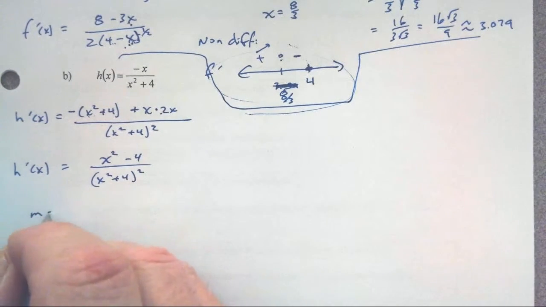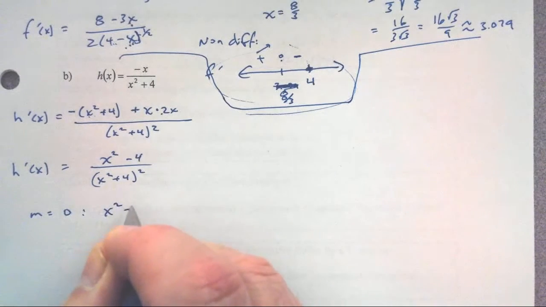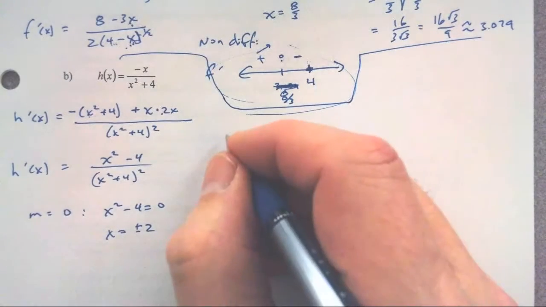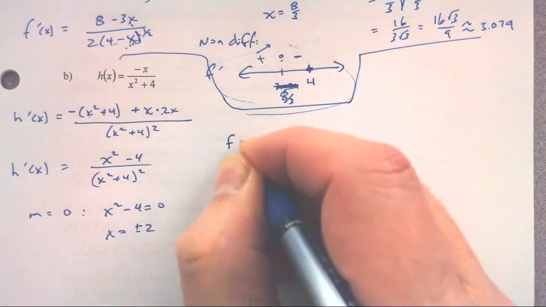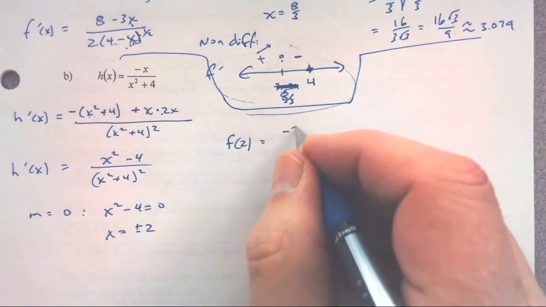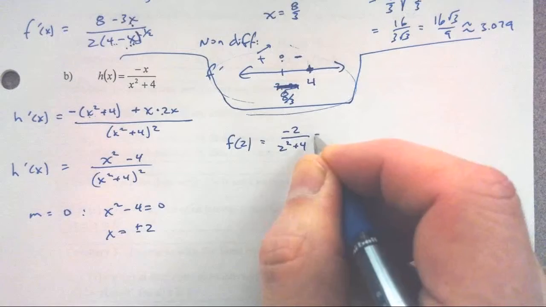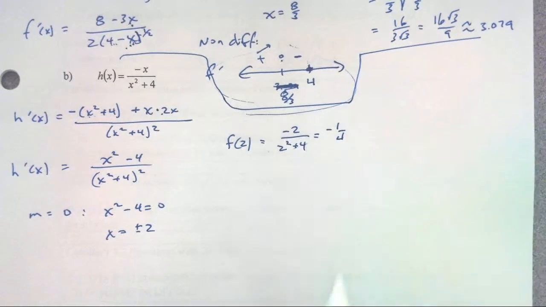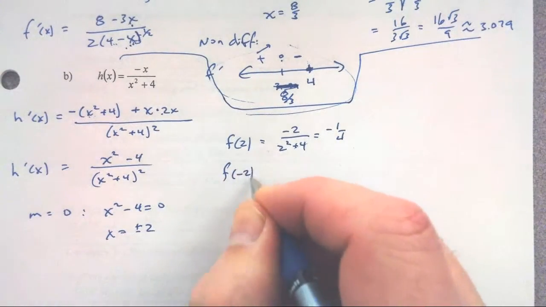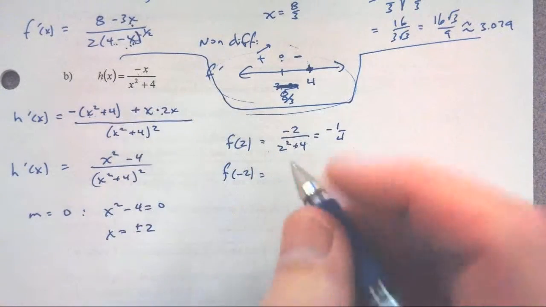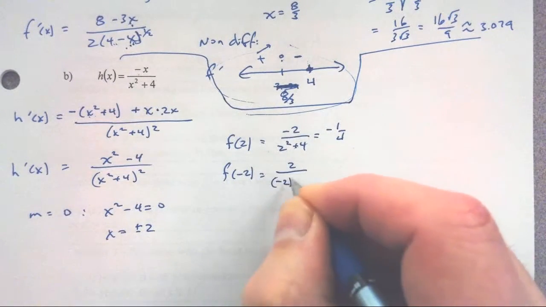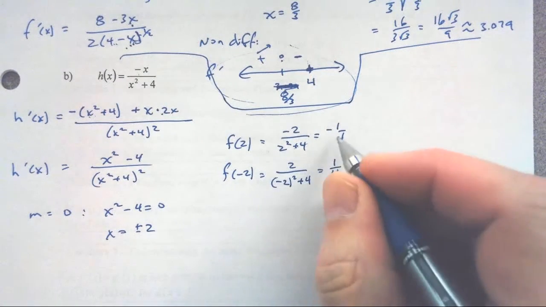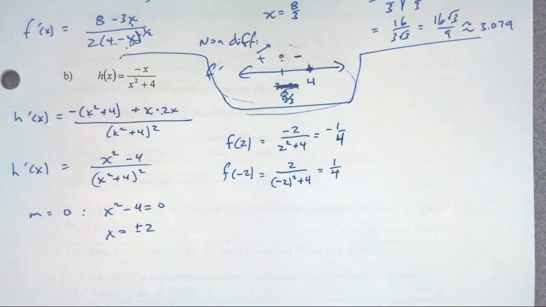All right, I am interested when the slope is 0. That's when x squared minus 4 equals 0. That's x equals plus or minus 2. So I probably want to go back to my original function and find f of 2. F of 2 is -2 on 2 squared plus 4, or -2 on 8, or -1/4. Find f of -2. F of -2, the opposite of -2 is 2, on -2 squared plus 4 is +1/4. I'm starting to suspect perhaps this function is odd.